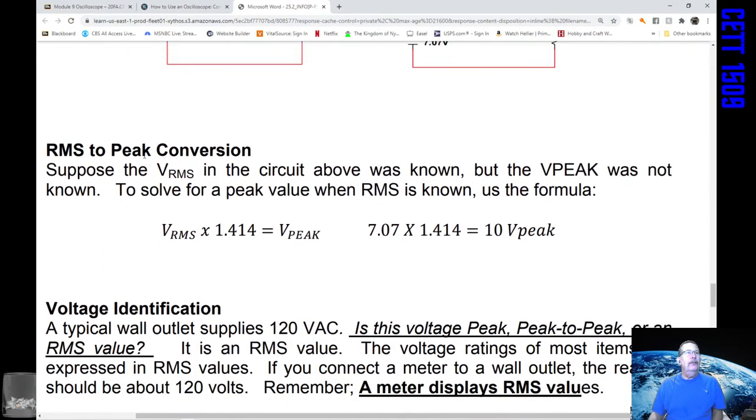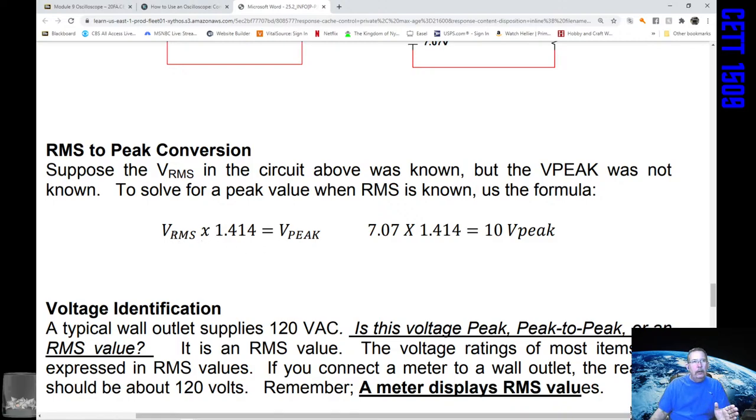So anyway, RMS to peak conversion. Suppose the voltage RMS in the circuit above is known, but the voltage peak you don't know. To solve for a peak value when you know what the RMS is, which was 7.07 volts, we take the RMS voltage and multiply that by 1.414. And yes, you do need to remember these, but luckily 1.414 is twice 0.707, so you might be able to remember it that way.